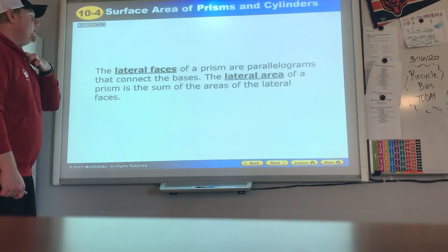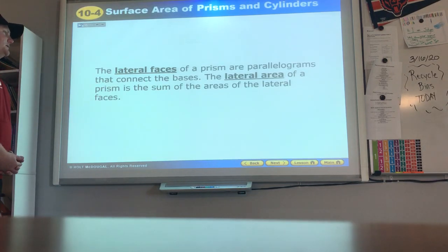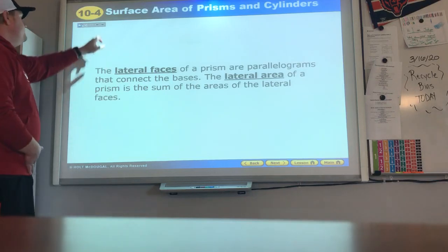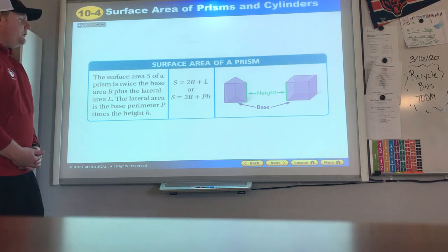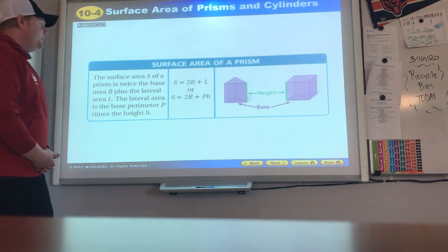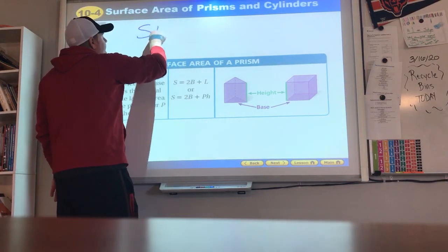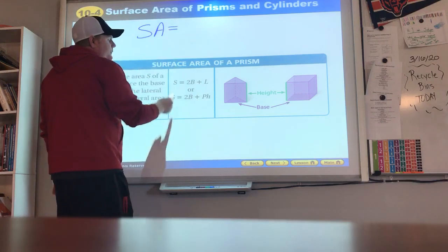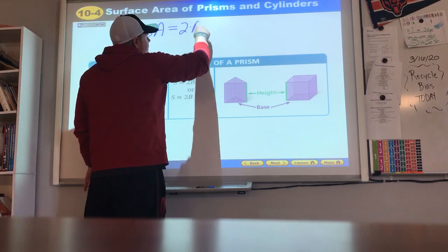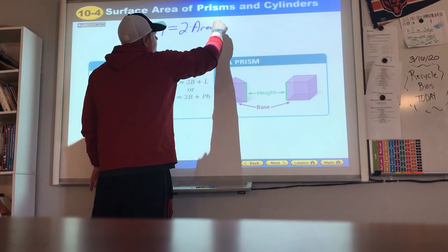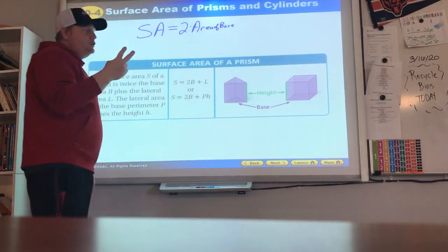So, the lateral faces of a prism are parallelograms that connect the bases. The lateral area of a prism is the sum of the areas of the lateral faces. So, they give you the surface area of a prism or how to find it. To find the surface area, they say, do 2 times the area of the base. Because 1, 2, there are always two bases.